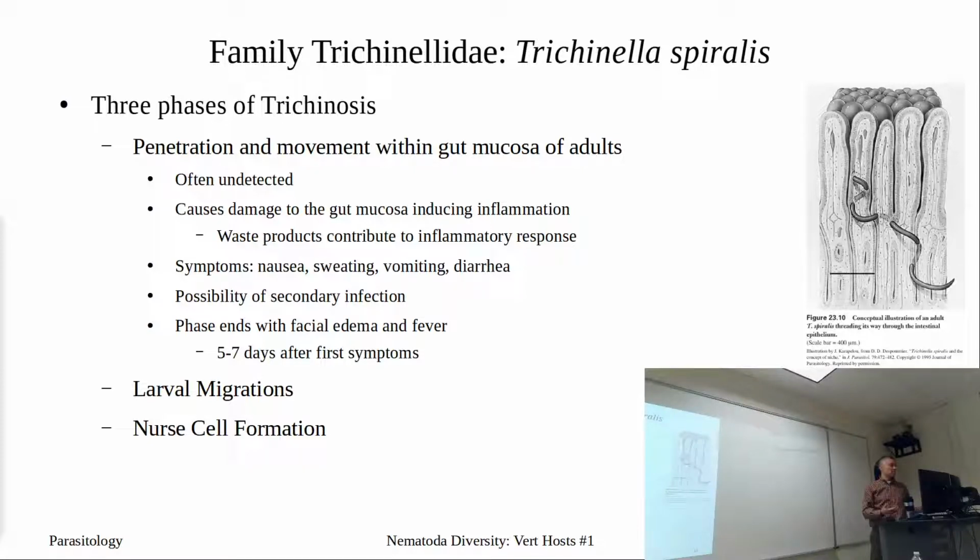inflammation. But it's not just the damage. We also have the waste products, because our worms are feeding and producing waste, which is now stimulating the host immune system, and the primary response is going to be inflammatory in nature. So our symptoms are all tied to increased inflammation, which would be nausea and sweating and vomiting and diarrhea. Diarrhea comes from irritation of the gut, inflammation of the gut.